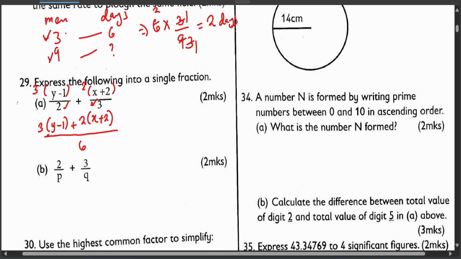You can use the long way and say 6 divided by 2 will be 3, then 3 times the numerator, which is also the same. So 3 into bracket y minus 1, so it will be 3y minus 3 plus 2x plus 4, divided by 6. Minus 3 plus 4, how much does it give you? It gives you 1, so it will be 3y plus 2x plus 1 divided by 6. Simple as that.